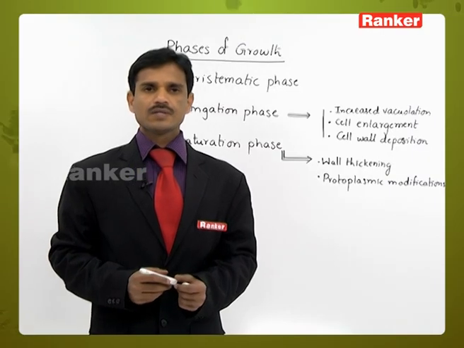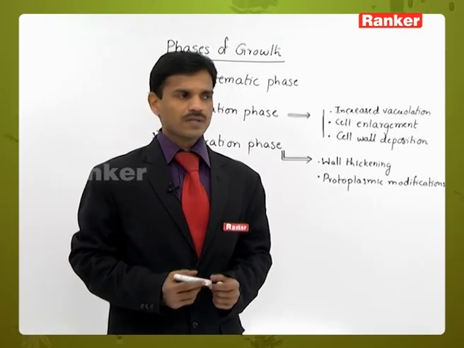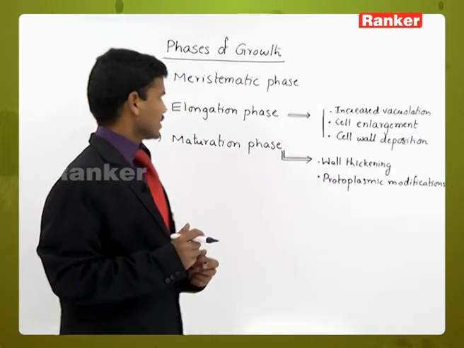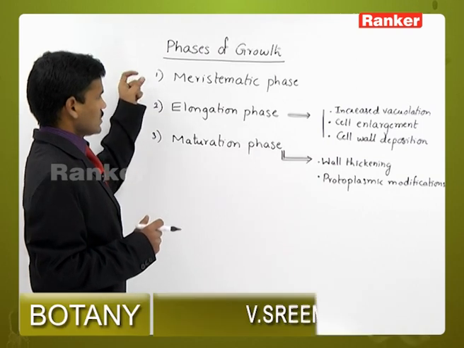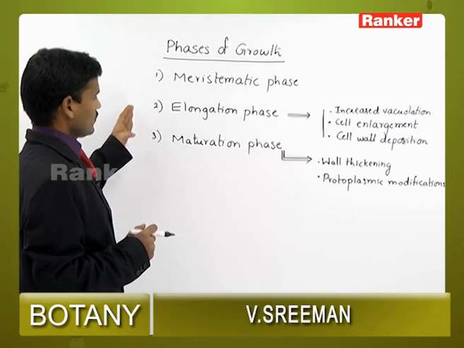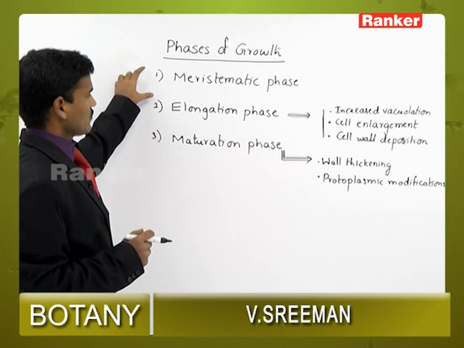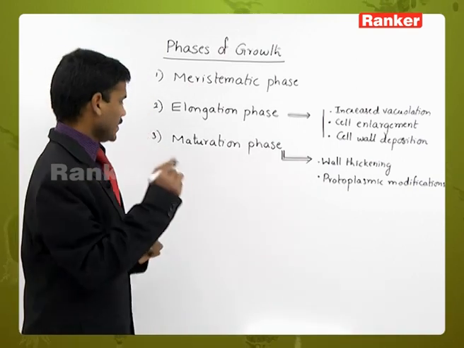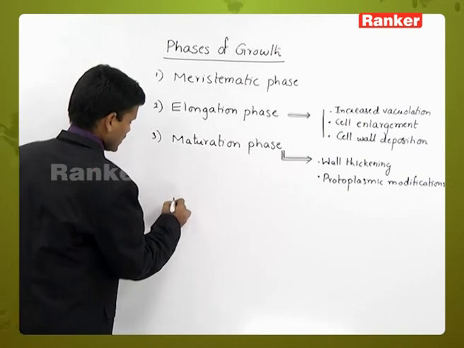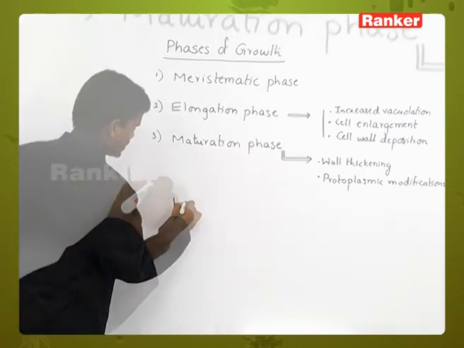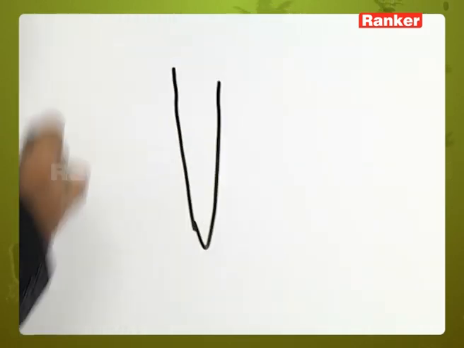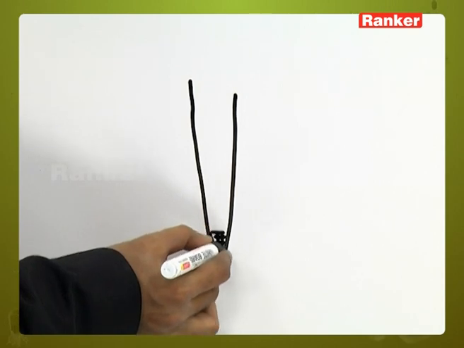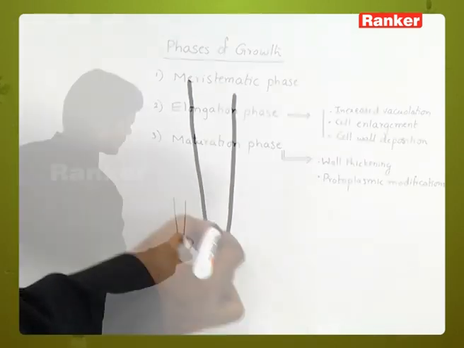Let us discuss the phases of growth. If you observe root growth at the root tips, the growth has three phases: meristematic phase, elongation phase, and maturation phase. Generally at the tip of the root system, the meristematic tissue, the apical meristem, is present.